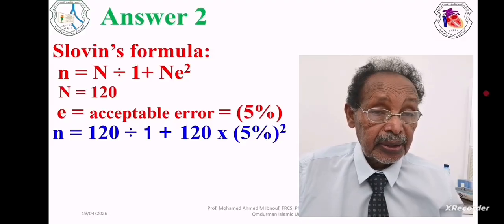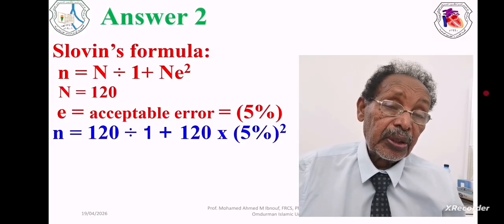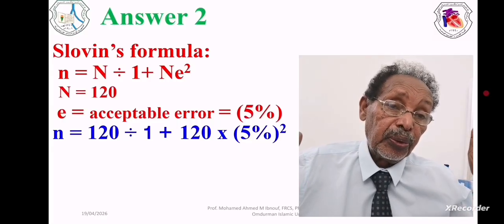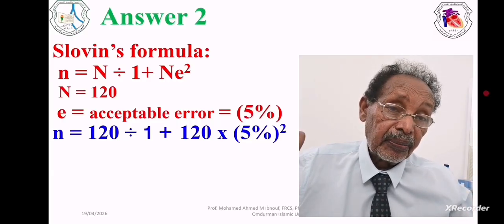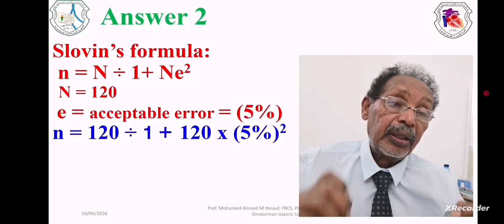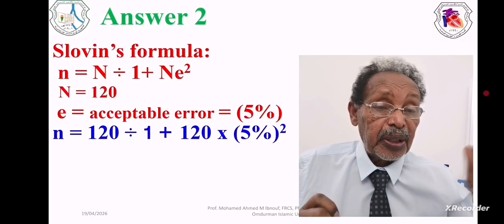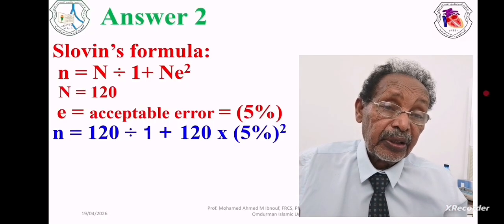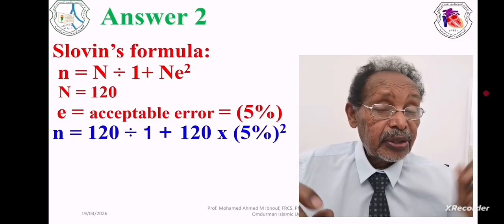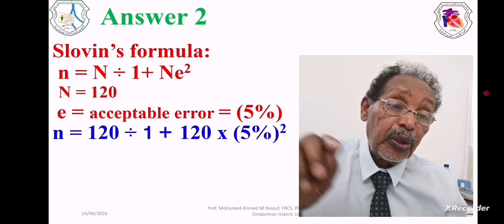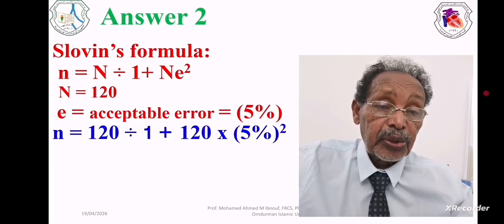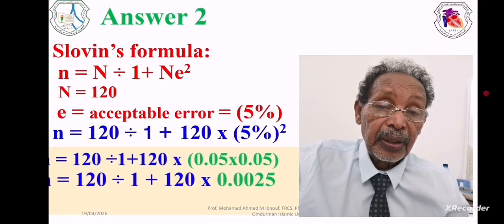0.05 is 5%, because we said 1 is equivalent to 100%. Repeat again: half of this one is 50%. Half of this one means 0.5. 1/2 is 0.5, it is 50%. Then 0.05 is only 5%. Okay? And let us continue with the calculation.